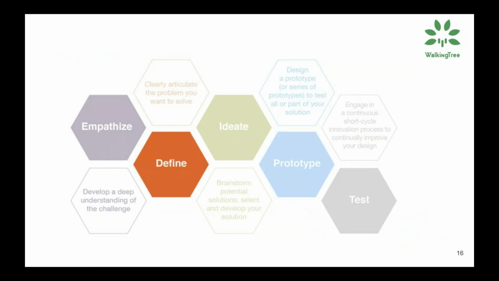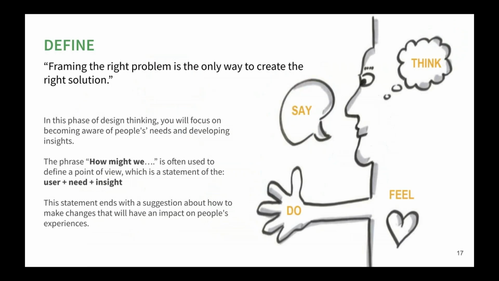Then comes the define stage. Define is basically you are articulating the problem. In this phase of design thinking, we focus on becoming aware of people's needs and developing insights. So this is a stage where we come up with a map, and you keep the user in the center and try to understand what he is saying about a product, what he is thinking about a product, how he feels while using the product, and what his behaviors are while using the product. So these kinds of insights can be captured at this stage.